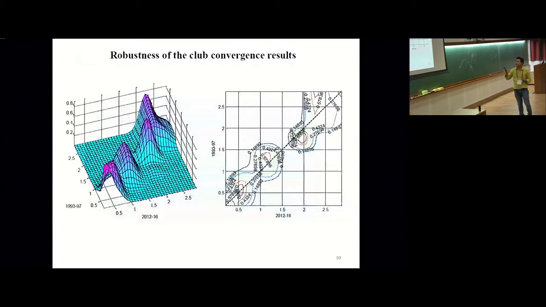Okay, so again, for the robustness of the club convergence test, we applied the distribution dynamics method. You can see there are five clubs forming here again, which is evidence that the Phillips-Sul results are giving similar results to distribution dynamics.